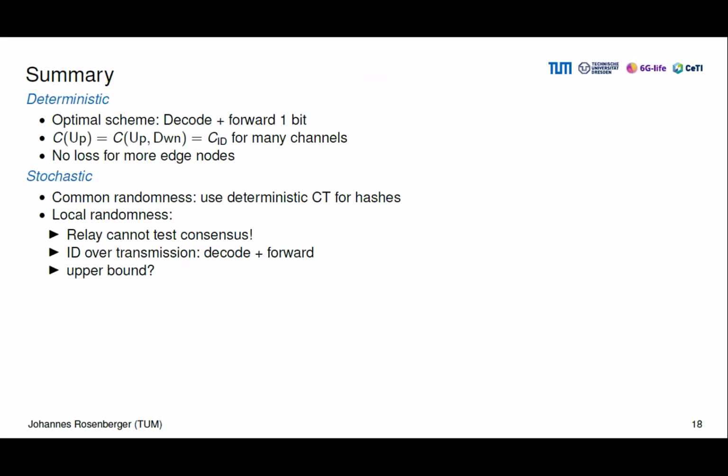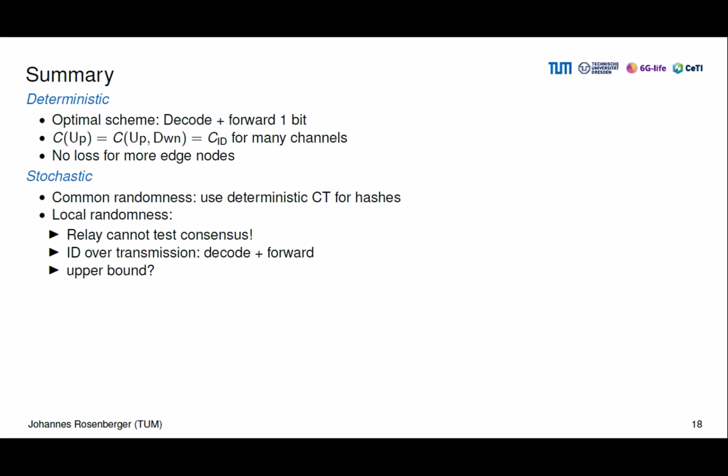So to summarize everything, we have an optimal scheme for deterministic identification. It's decode and forward 1 bit, so quite trivial. We have matching capacities for lots of channels, and for more edge nodes, as long as they don't grow in the block length, it's all reliable. When they grow in the block length, then we have to look at things like k-identification.